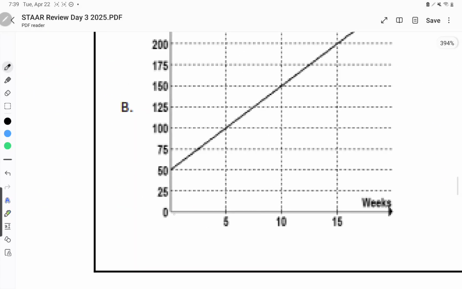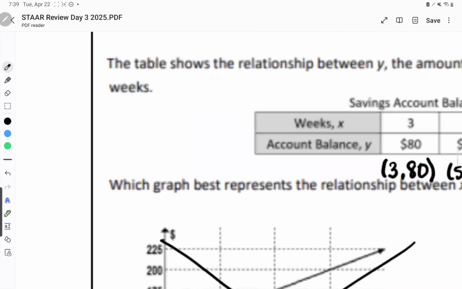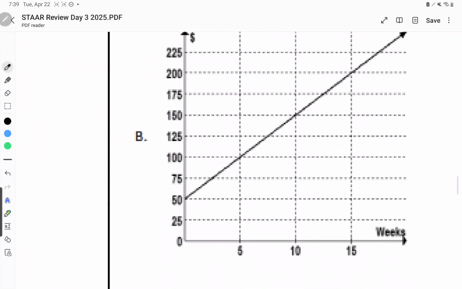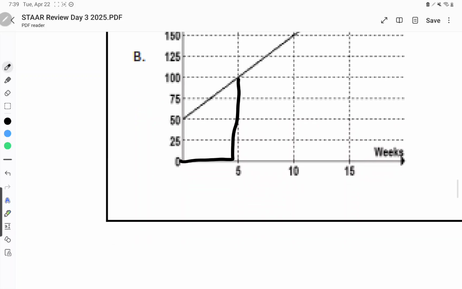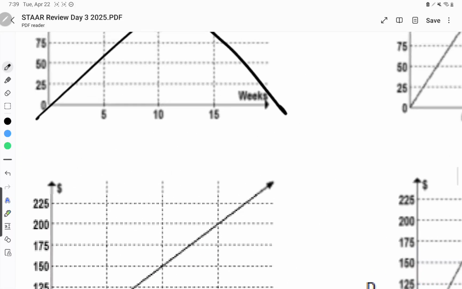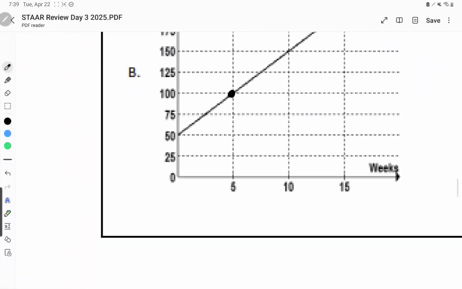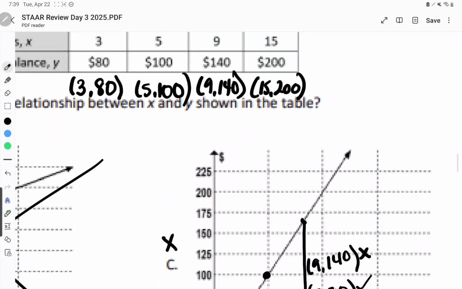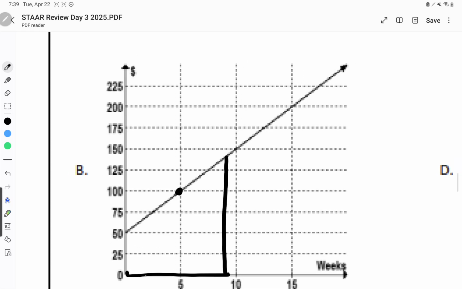All right, so we'll go over to 3, and we'll go up to 80. Okay, that's right there. So that could be it. So maybe. And then we have 5, 100. So we go over to 5, and we go up to 100. And oh, that worked right there. So that's good. And then we'll go over to 9. We'll go up to 140. Hey, that worked. So that's looking good. And then we have our last point, which is 15, 200. So we'll go over to 15 and up to 200. And that worked as well. So this is going to be our answer right here.